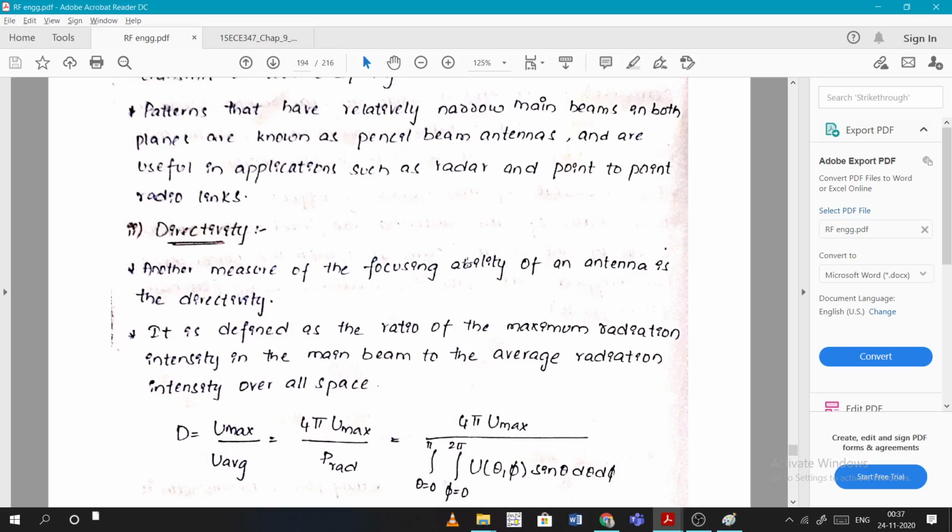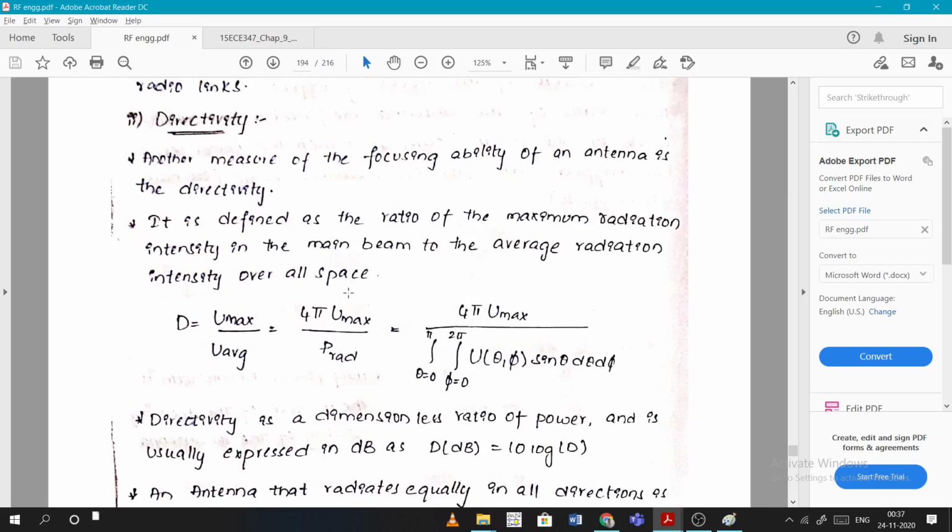Another measure of focusing ability of an antenna is the directivity. It is defined as the ratio of maximum radiation intensity in the main beam to the average radiation intensity over all space. So directivity D is defined as U max by U average, that is, maximum intensity by average intensity. I have converted this U average into P radiated, since U average is equal to P radiated by 4 pi.